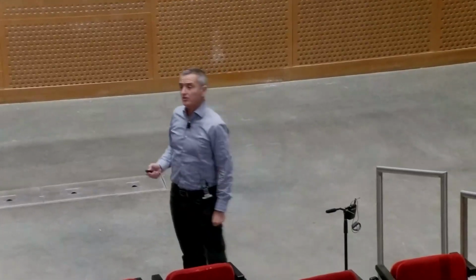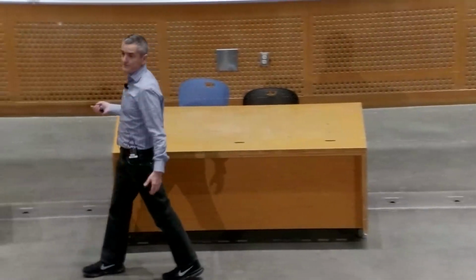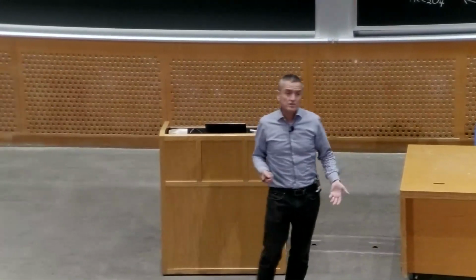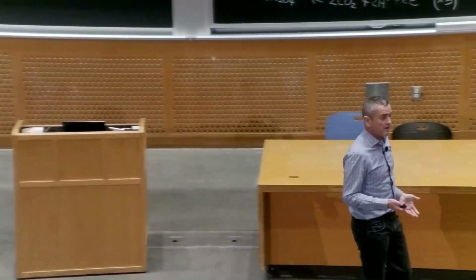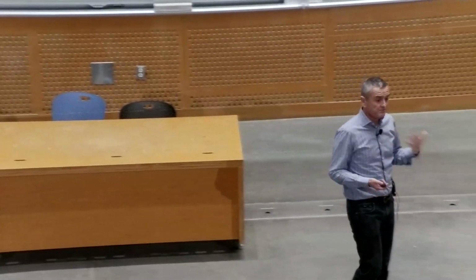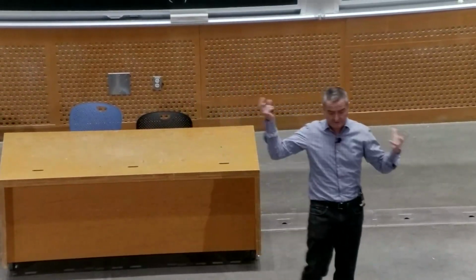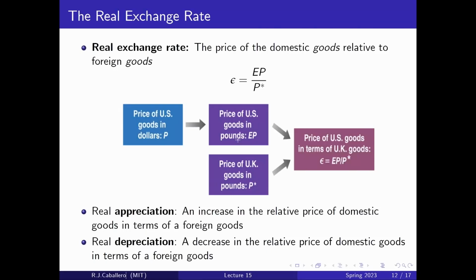When that goes up, we call that a real appreciation of the local currency, of the local economy, and that means that domestic goods become more expensive relative to international goods. When that epsilon goes down, then we say the real exchange rate has depreciated, and that means that domestic goods become cheaper relative to foreign goods. So that's a key concept in what it means when you open an economy. This price is very important to decide whether you and foreigners are going to buy goods abroad or domestically.